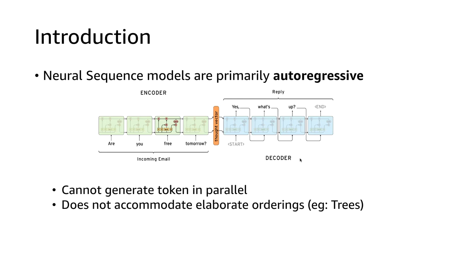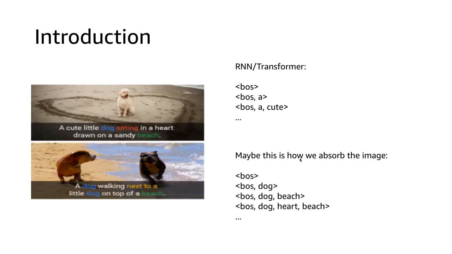But the question is, why would you need such an elaborate ordering? Most of the work is done on machine translation, but I'm really interested in image captioning because it gives you a beautiful idea of why these elaborate orderings are important. So let's look at the image on the top, right? You have a cute little dog sitting in a heart drawn on a sandy beach. That's the caption. An RNN or a transformer decoder would generate the sentence in that way.